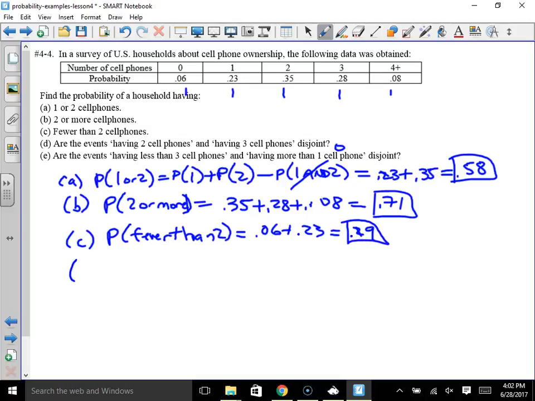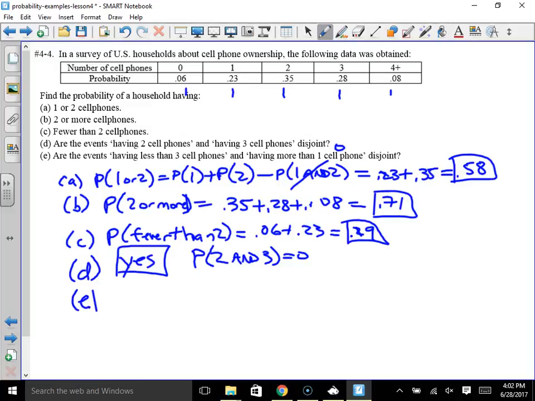Okay, now for part D, it asks us, are the events having 2 cell phones and having 3 cell phones disjoint? And we said that that would be true. Yes, disjoint or mutually exclusive is the answer here. Why is that true? Because the probability that you have 2 cell phones and 3 cell phones is 0, right? You either have 2 or you have 3, but you don't have both at the same time.